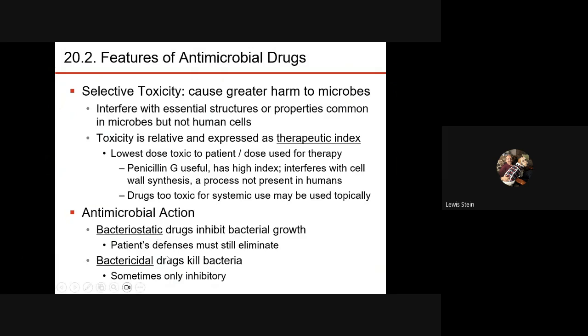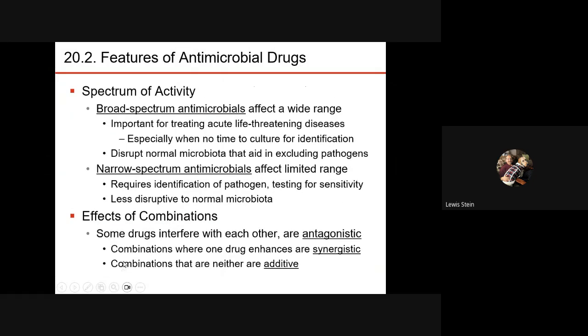Bacteriostatic inhibits, but your defenses have to go to work. Bactericidal kills. Sometimes they're only bacteriostatic, but I'd rather go in the bactericidal direction. The deciding factor is spectrum of activity. So we're doing the definitions, as you might have guessed. Broad spectrum antimicrobials.